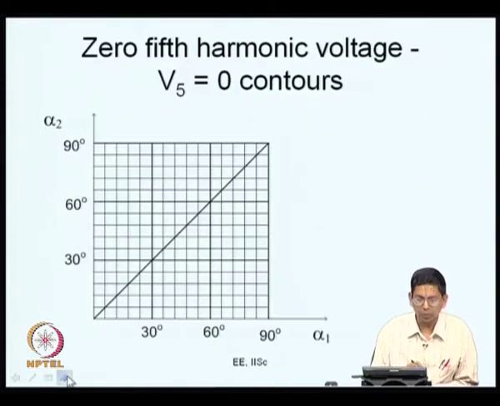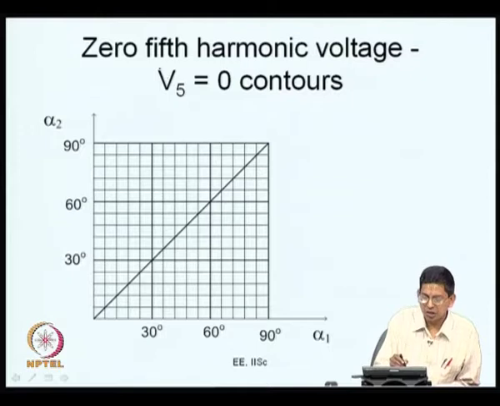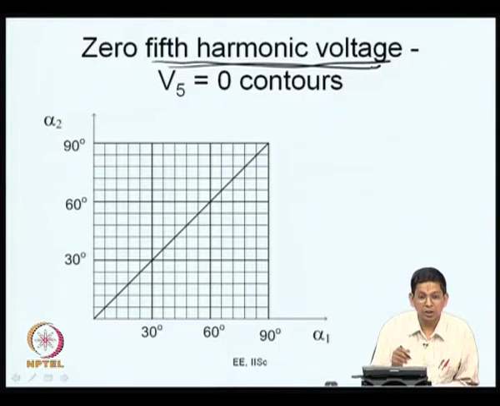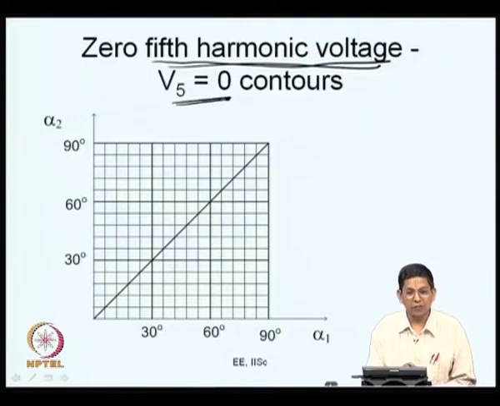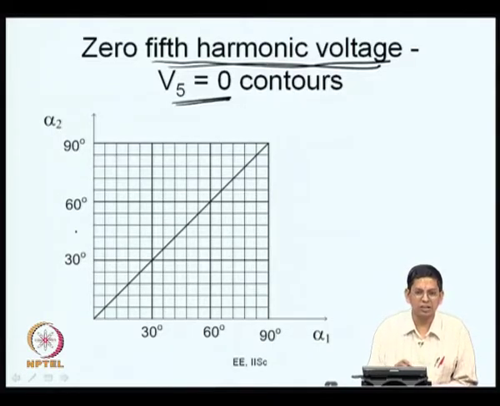So, what do I mean by graphical approach now? We had earlier drawn V1 equal to constant contours, certain constant fundamental voltage contours. Now, I want to focus on the fifth harmonic voltage, and I want the fifth harmonic voltage to be 0. So, what I want to do is identify the set of all points on this alpha 2 versus alpha 1 plane, within the region of interest, on which V5 is equal to 0. That is my question now. How can I do that?